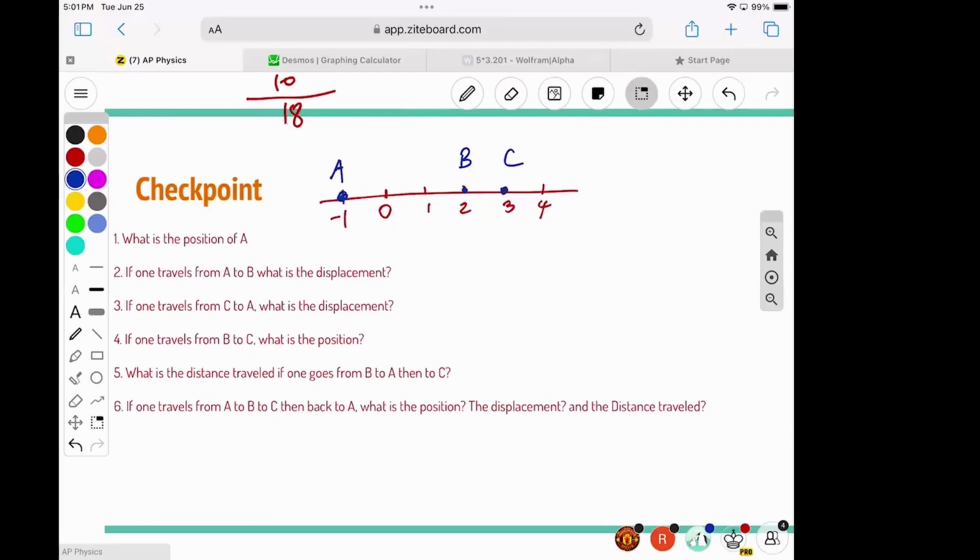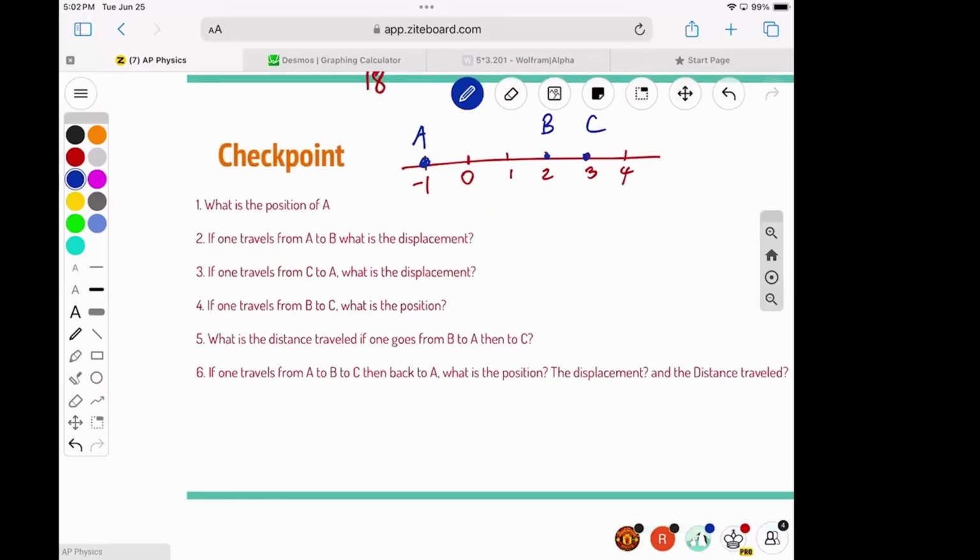Okay, good. A few of you have given me the answer. Great, so I'm going to start slowly writing them down. Position of A is simply at -1. If you said something like 1 to the left of the origin, that's fine, but I think we can just agree that's at -1. If one travels from A to B, that's a position change of +3.